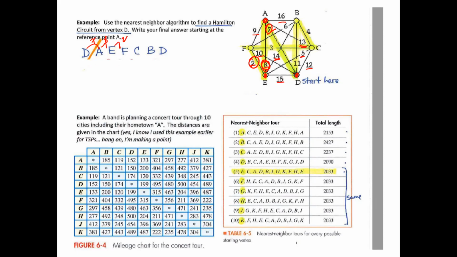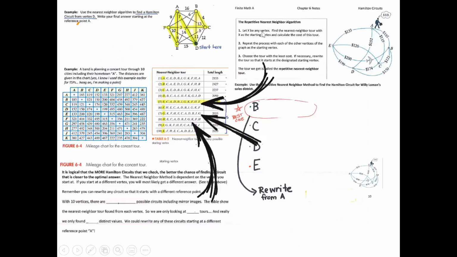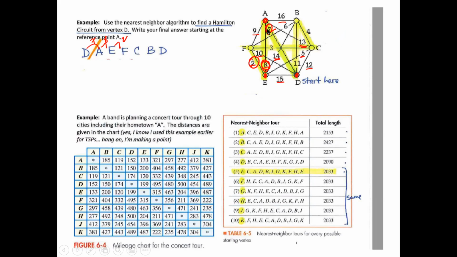Then, looking from the perspective of F, it will be F to C, then C to B, then B back to D. So this is your total. You're going to add everything together, and your grand total here is going to be 35.